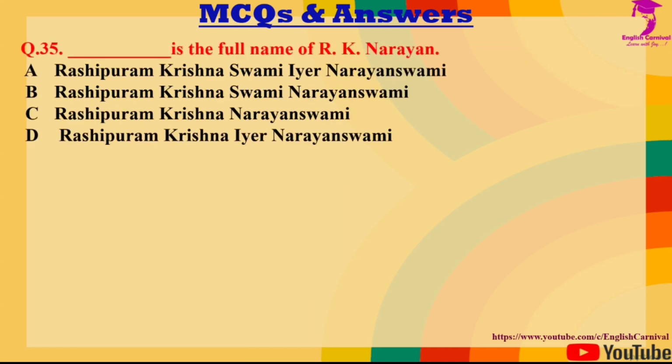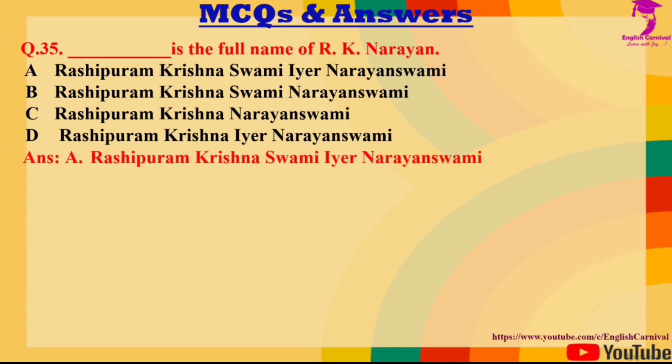Question number 35 we have, dash is the full name of R.K. Narayan. Options are A. Rashipuram Krishna Swami Iyer Narayan Swami, B. Rashipuram Krishna Swami Narayan Swami, C. Rashipuram Krishna Narayan Swami, D. Rashipuram Krishna Iyer Narayan Swami. The correct answer is A, and that is his full name is Rashipuram Krishna Swami Iyer Narayan Swami.